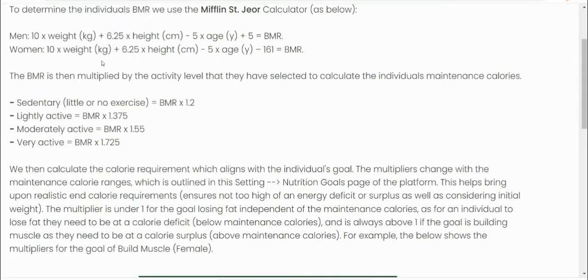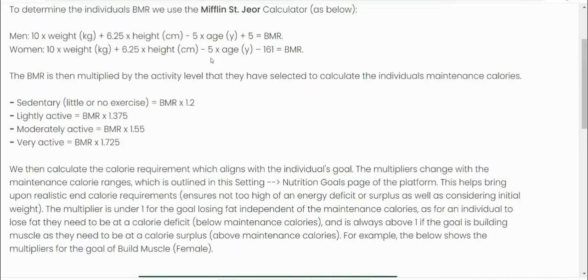All right, so the equation for ladies is this bad boy here: 10 times body weight in kgs, plus 6.25 times height in centimeters, minus 5 times age in years, minus 161. That will give us your BMR, or basal metabolic rate, which would then allow us to figure out your maintenance calorie needs per day.